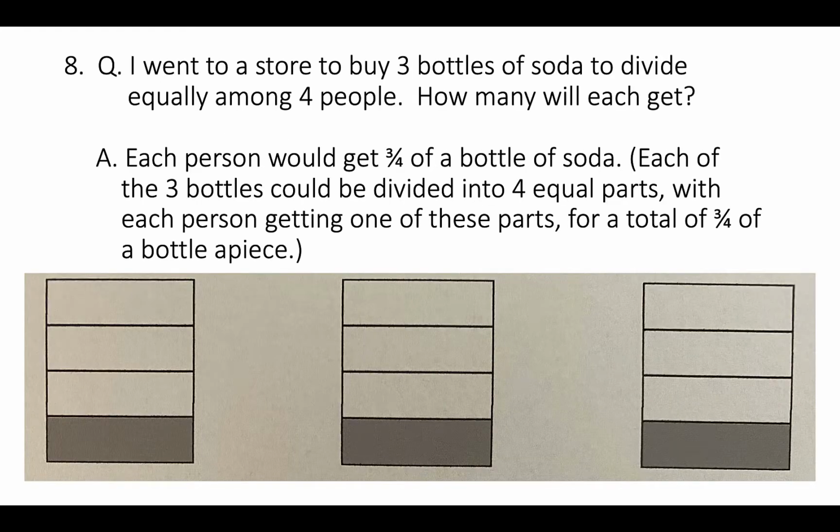3/4 is the answer to the following problem. I went to a store to buy 3 bottles of soda to divide equally among 4 people. How many will each get? We could take each bottle and divide it into 4 equal pieces for the 4 people. Each person would get 1/4 of that bottle. If we do that for each of the 3 bottles, a person would get 1/4 of the first bottle, 1/4 of the second bottle, and 1/4 of the third bottle, for a total of 3/4 of a bottle of soda.